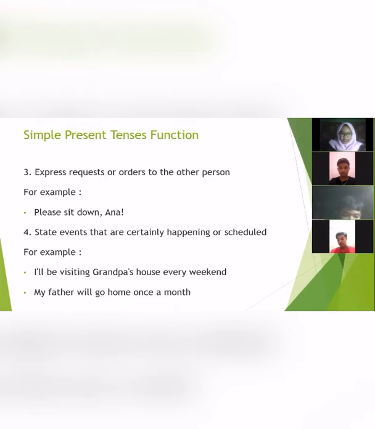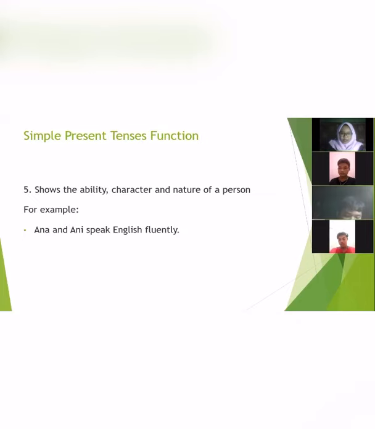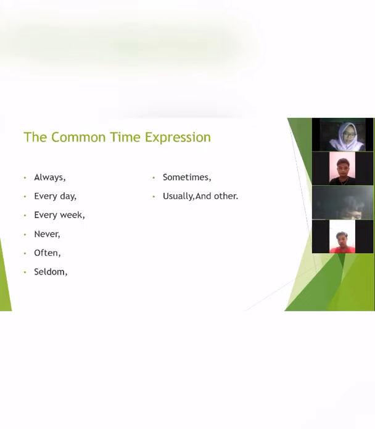4. State events that are certainly happening or scheduled. For example, I'll be visiting Grandpa's house every weekend, and my father will go home once a month. 5. Show the ability, character, and nature of a person. For example, Anna and Ani speak English fluently. There are several adverbs of time often used in the simple present tense. For example, always, every day, every week, never, often, seldom, sometimes, usually, and others.